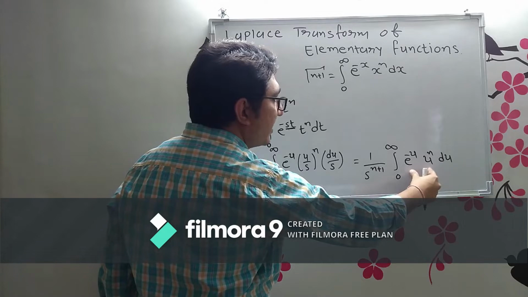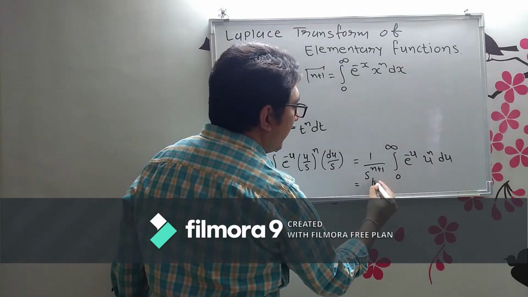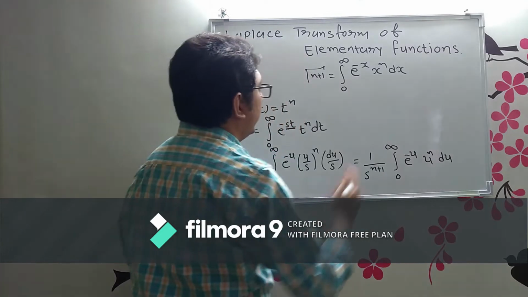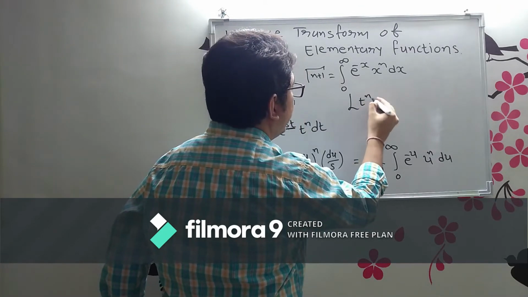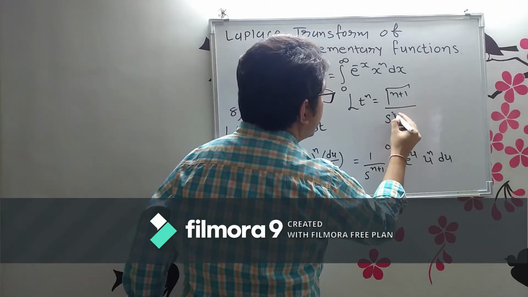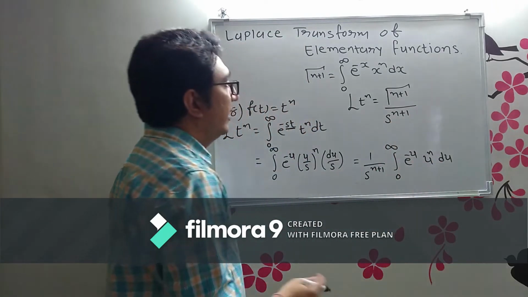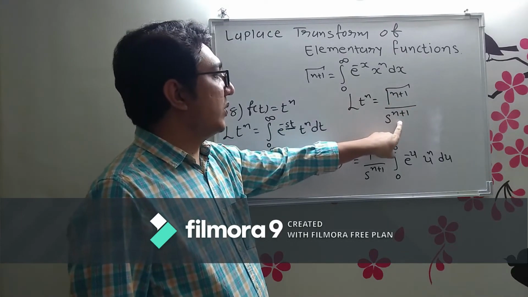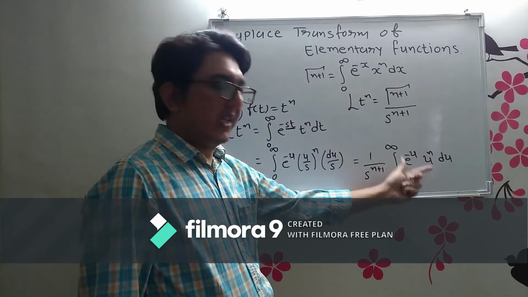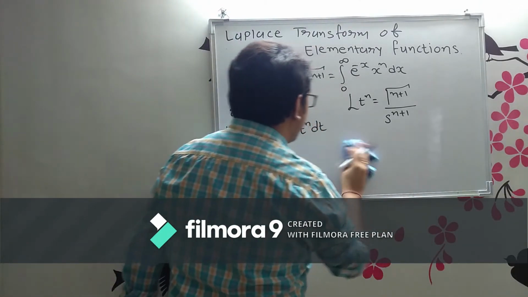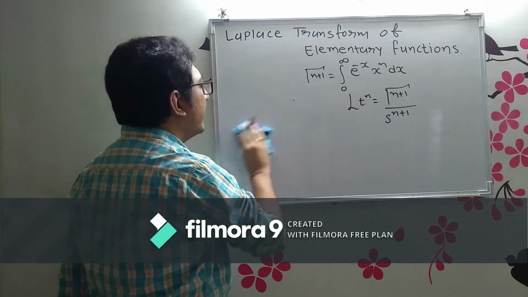So the final answer can be written as: Laplace of t raised to n is equal to gamma n plus 1 upon s raised to n plus 1, because this is the gamma function. Now we have a little bit of knowledge about the gamma function, so let us apply that knowledge.